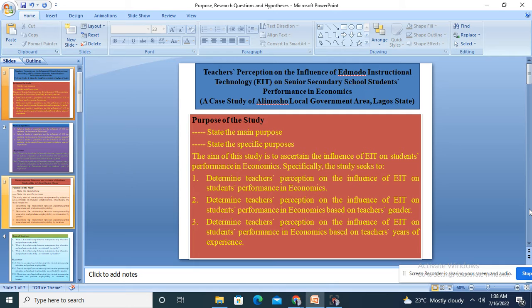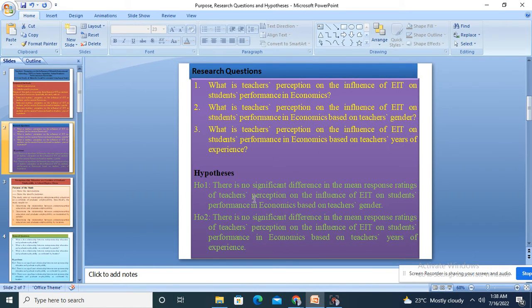Now, for our research questions, before stating all these research questions that we have here, the first thing you have to say is that the following research questions will guide the study. Then you can start stating them. One, what is teachers' perception on the influence of EIT on student performance in economics? Two, what is teachers' perception on the influence of EIT on student performance in economics based on teachers' gender?